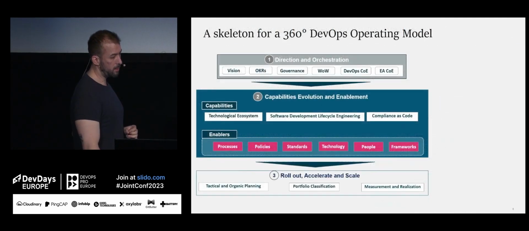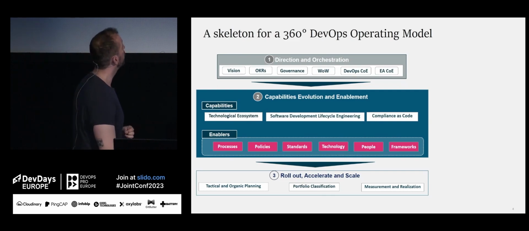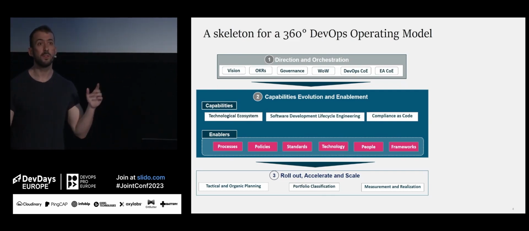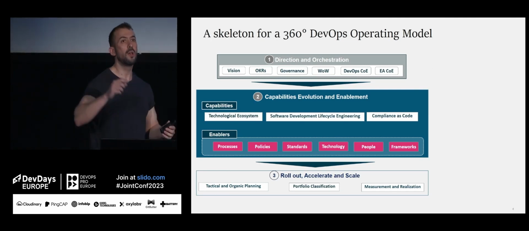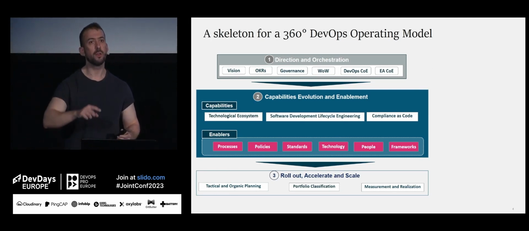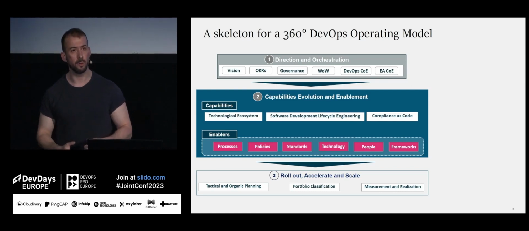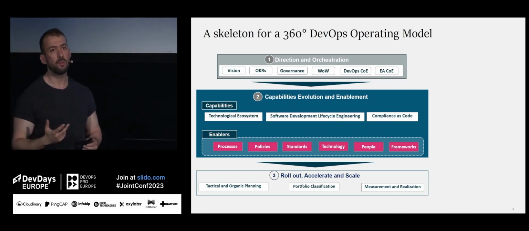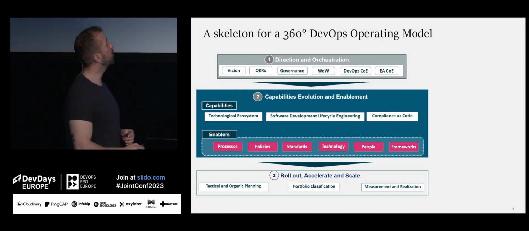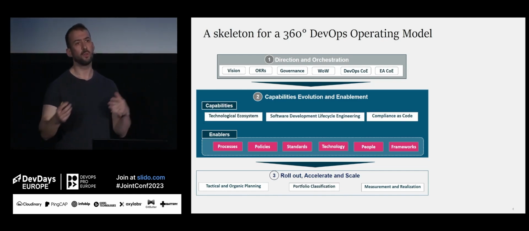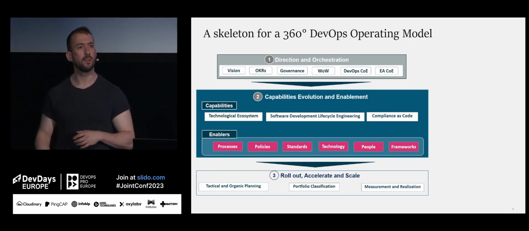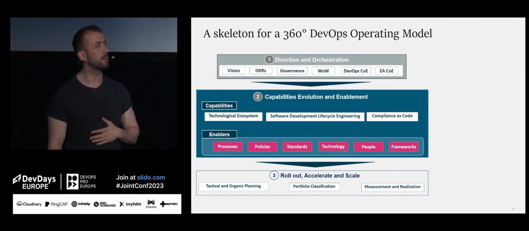Now, getting back to the basics. A skeleton for a 360-degree DevOps operating model. And 360 degrees in this case stands for complete. So basically you go around all the capabilities, all that you need to do. I break it normally down to 3 phases. You need to provide direction and orchestration. You have a governance body that holds the vision. You have different centers of excellence. You have ways of working, organizing principles and everything.